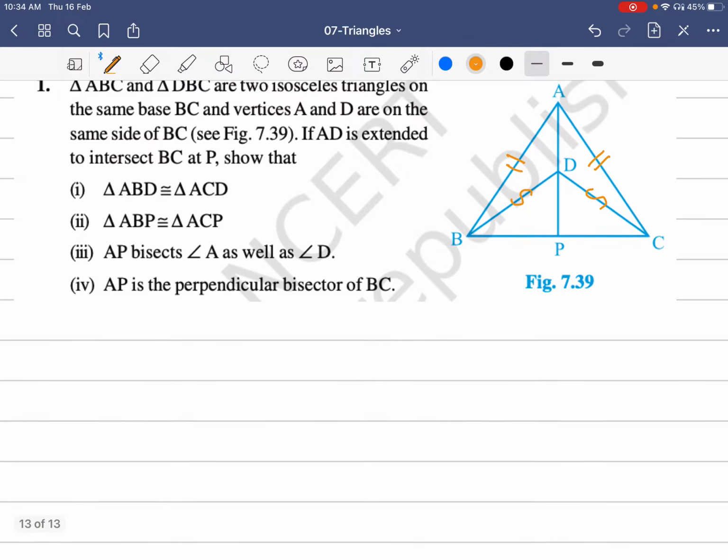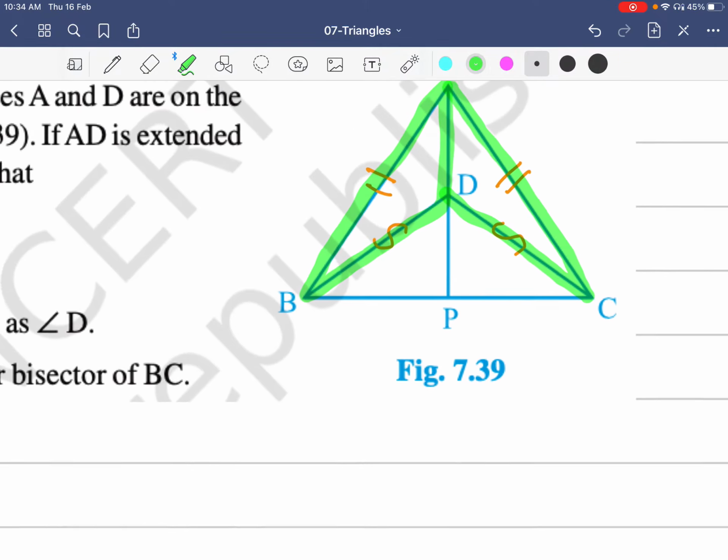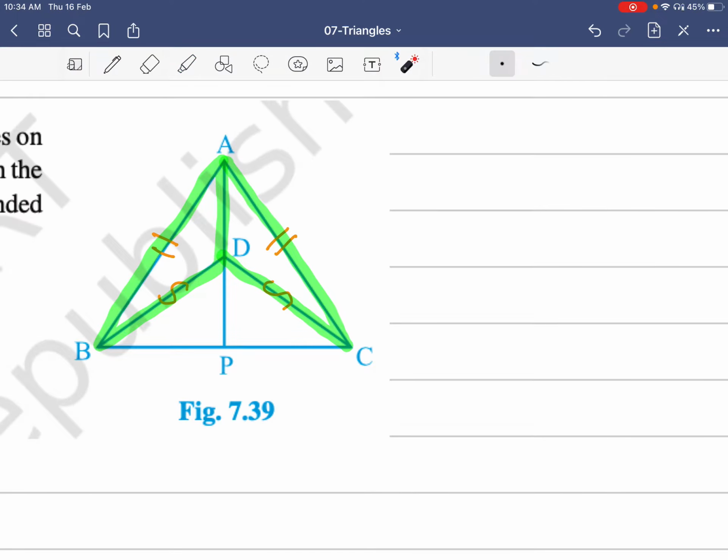So first thing that we want to show is, let's focus on triangle ABD. Triangle ABD is congruent to triangle ACD. So ACD is this triangle. Now focus on this figure. In triangles ABD and ACD, AB is equal to AC, because this is an isosceles triangle. Then BD is equal to DC, because again this small triangle is also isosceles, and AD is the common side. So by the SSS test, these two triangles are congruent to each other.